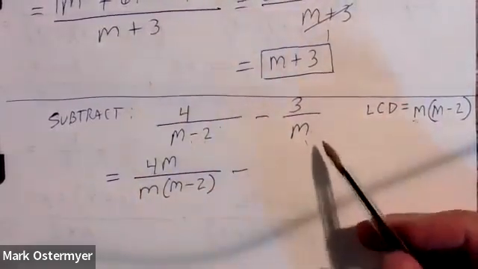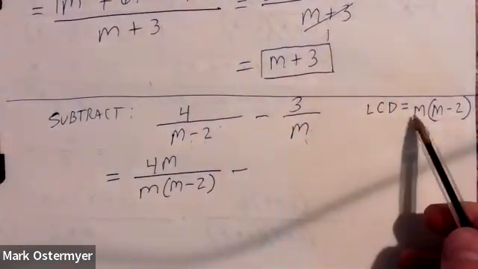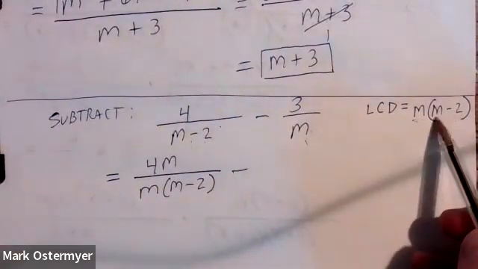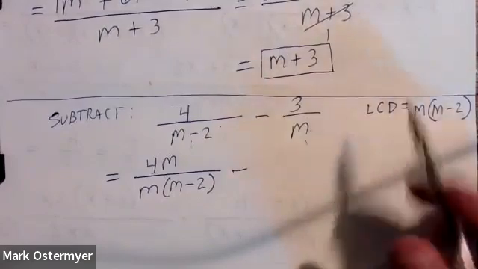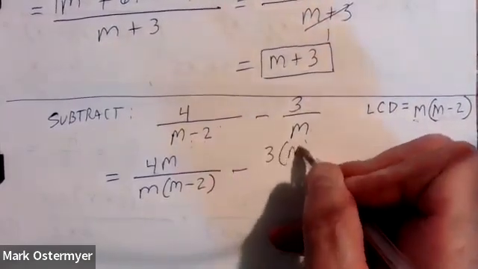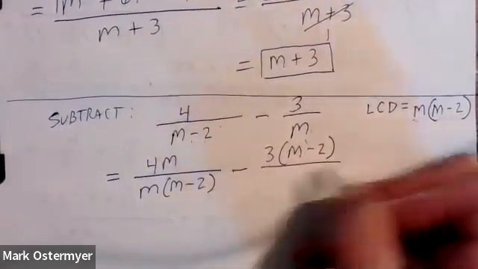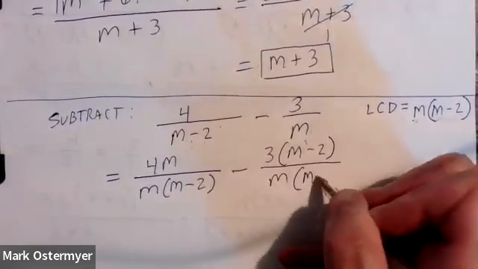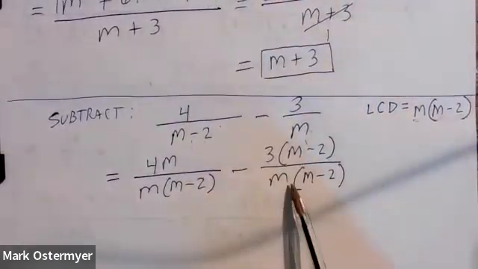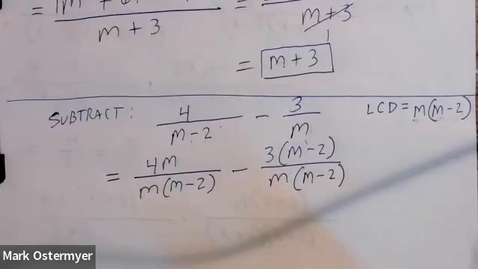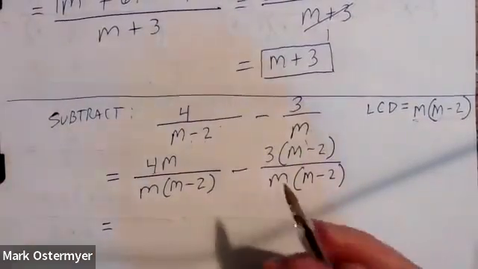The second rational expression, its denominator has the m, but it's missing the m minus 2. Because of that, top and bottom of the second rational expression must get multiplied by the m minus 2 to build it up into an equivalent rational expression with the common denominator. Any questions so far? Now that we have a common denominator, we can proceed to simplify our numerators more.